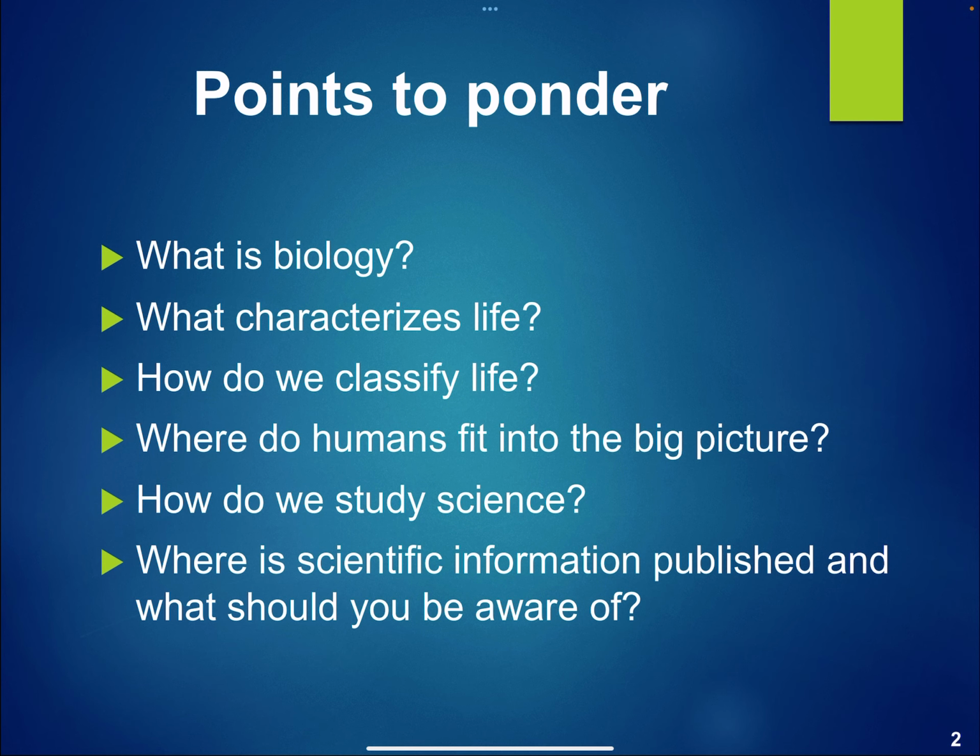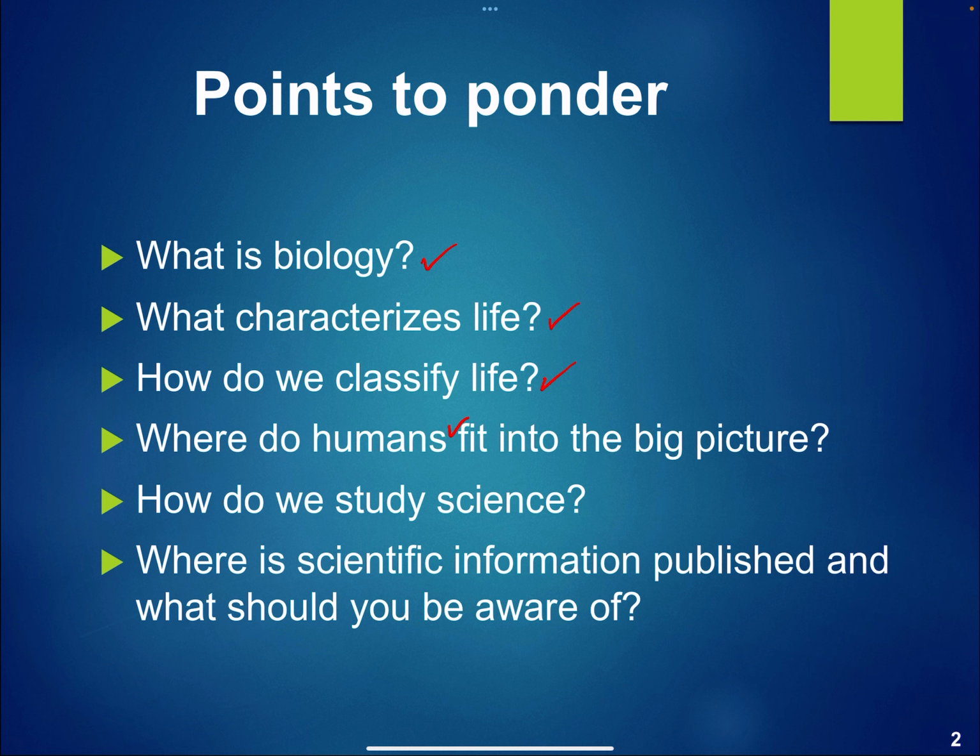One, what is biology? Two, what are the characteristics found in living systems? What do we call life? How do we classify living organisms? Where in the big picture do humans fit? Because remember, this course is about human biology, right?